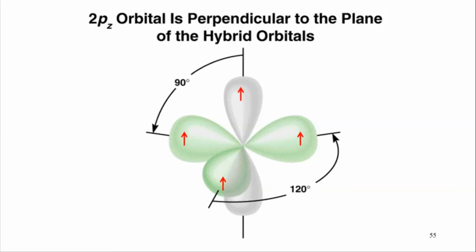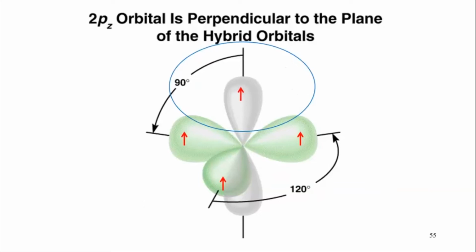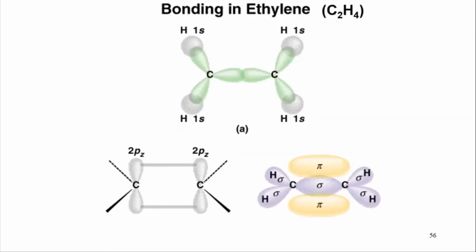Remember that these things are waves, and they have regions of higher density with a node in between. So this unhybridized 2pz orbital is perpendicular to the plane of the triangle formed by the 3 hybrid orbitals. So let's see what happens when carbon uses this bonding scheme to make covalent bonds. So let's say that I have not one of these atoms, but 2 of them coming together.